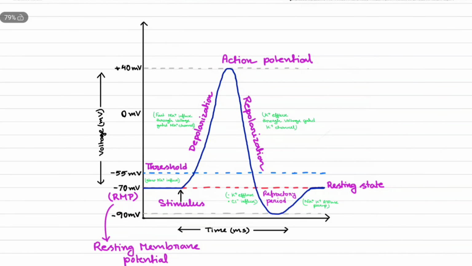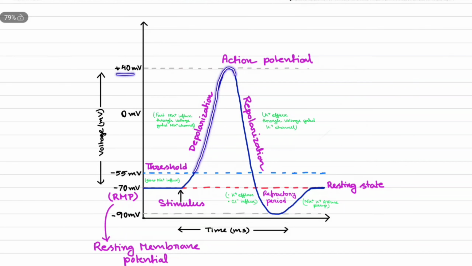Now we will see these things in a graphical form. At first, the minus 70 millivolt, which is the resting membrane potential. At this situation, the stimulus is given and the curve starts to go up. In this phase, we have already seen that slow sodium plus influx occurs. When the curve reaches minus 55 millivolt, all the voltage gated sodium channels get open and rapid influx of sodium occurs. Due to this, a rapid surge is seen in the curve.